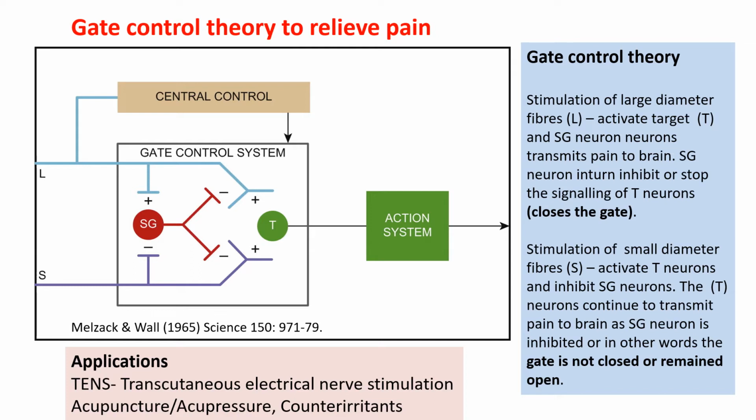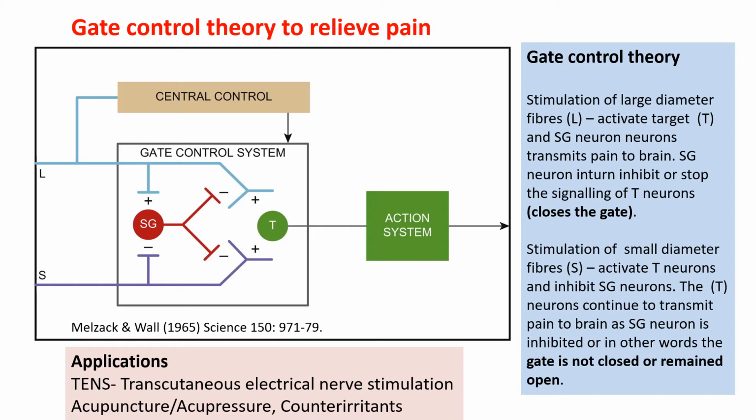On the other hand, the large diameter fibers, especially those carrying the touch sensation, when they are activated, as happens in case of a massage and other things, they would initially excite the T cells as well as the substantia gelatinosa cells. The substantia gelatinosa cells in turn inhibit the transmission further. That means presynaptically it inhibits the transmission on both sides, the large diameter fibers as well as the small diameter fibers.